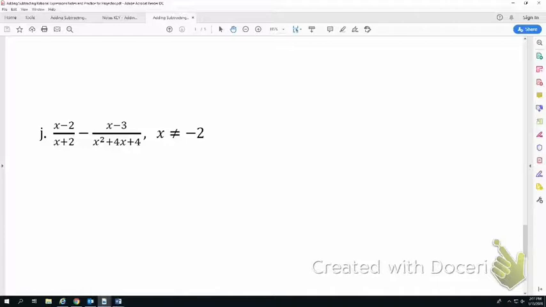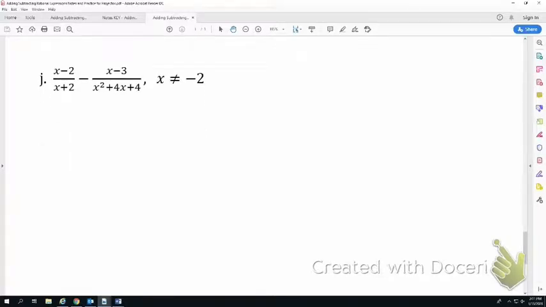Okay, on this last problem, what do I need to do first? No, not simplify, but factor. Okay, and if you did not see it, that's fine, because this is the first problem that we've had where the first step is to factor. So my first fraction is fine. Then I've got minus x minus 3, and then if you were to factor that down there, you would end up with x plus 2 times x plus 2.